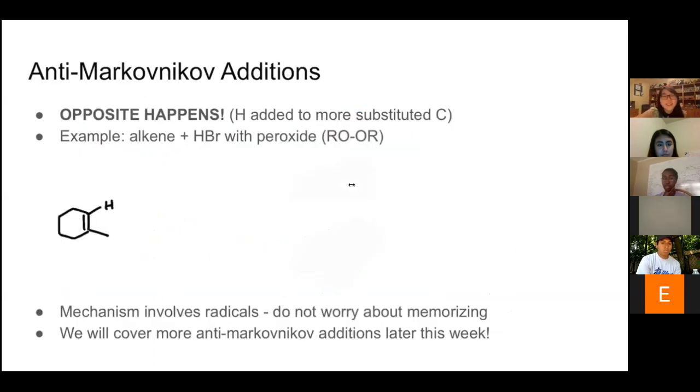Okay, so now we're going to be talking about anti-Markovnikov. And this is basically exactly what you think. It's just literally the opposite of Markovnikov. So before we said that H attached where there are already H's. Now H is going to go where there are fewer H's. So another way to remember it would be that the X from the HX is added to where there are already H's.